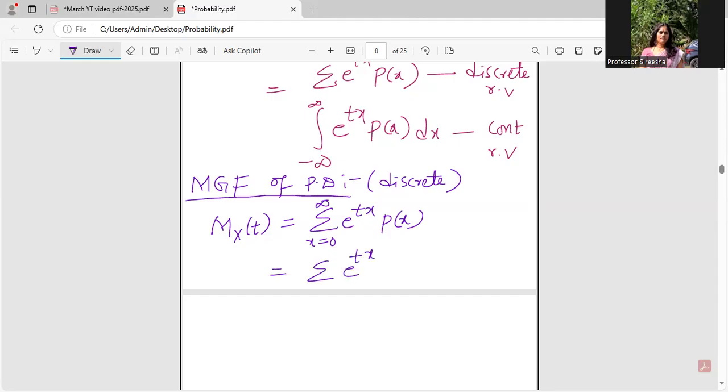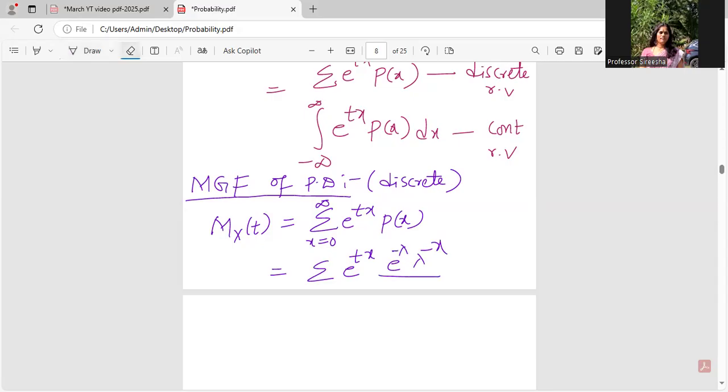What is P of x for Poisson? I know, e power lambda, lambda power minus x, I'm sorry. E power minus lambda, lambda power x. I have written it the wrong way round. E power minus lambda, lambda power x by x factorial. If it is x, I'm taking it as x factorial.